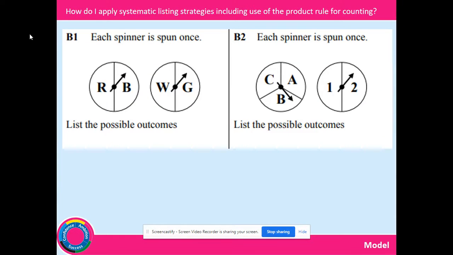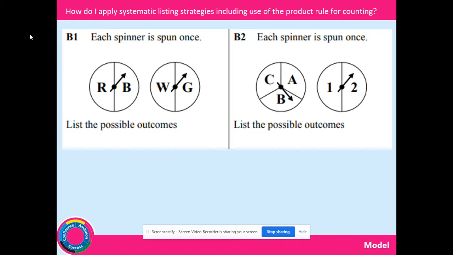Hello everyone. So the driving question for chapter 1.1 is how do I apply systematic listing strategies including use of the product rule for counting. Okay, so we're looking at different number problems and reasoning, and in this particular session we're going to be looking at the outcomes of an event.